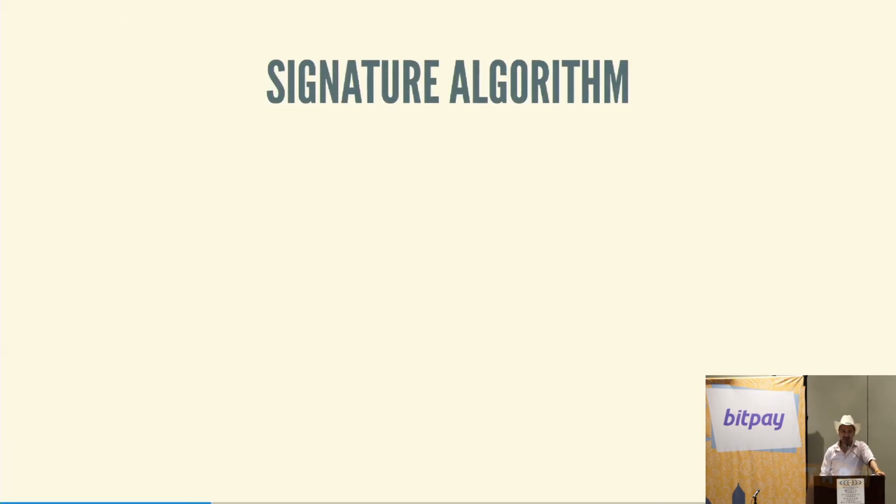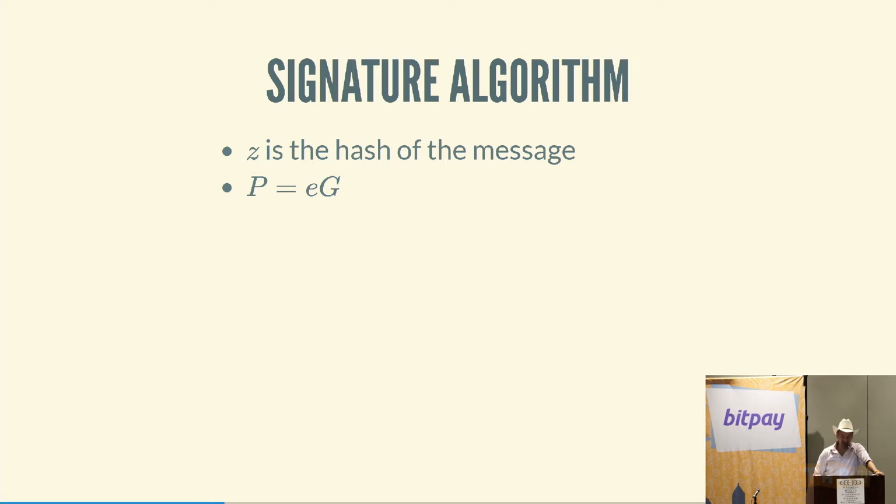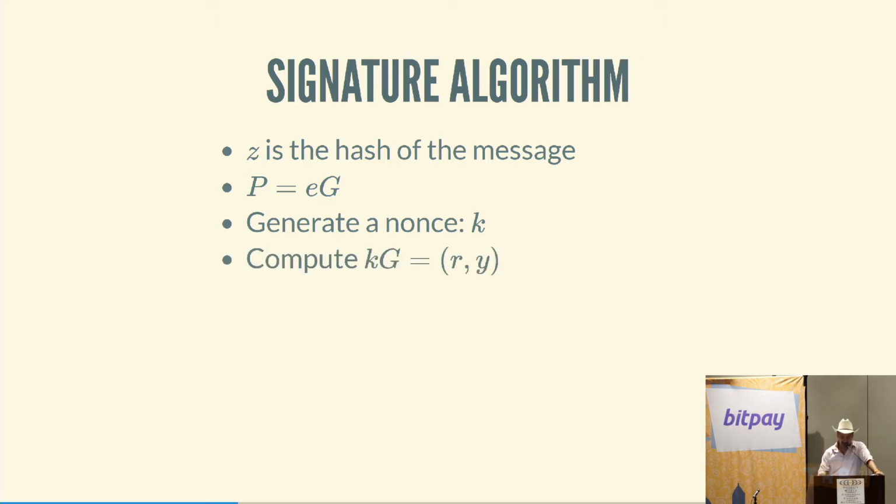The signature algorithm is very much standard. z is the hash of the message. You start with that. You know the public key. You know the secret. You generate a nonce, a k, and this nonce stands for number used only once. You're only supposed to use it once. And you compute kG, which has that r coordinate, and you're going to use that r coordinate along with your secret and the z and the k to get this number s.